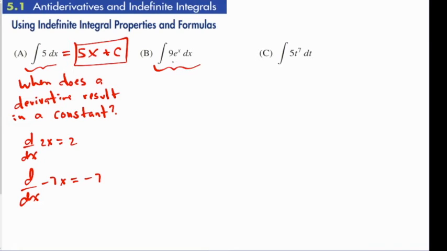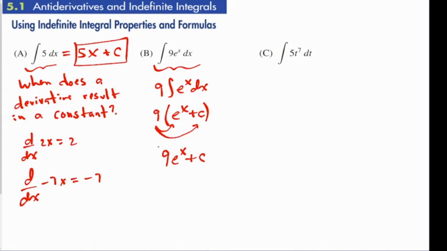Part B, 9e to the x. We can take the 9 out in front of the operator and say, well, what is the antiderivative of e to the x? You'll get e to the x plus c is its antiderivative. And if you distribute the 9 through here, you get 9e to the x plus c. And that's your answer. Now, students will say, well, how come it's not 9e to the x plus 9c?